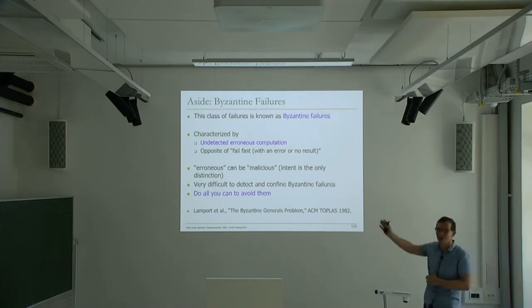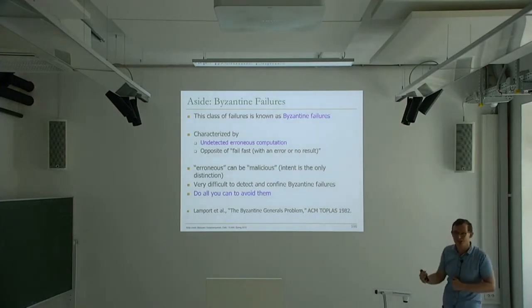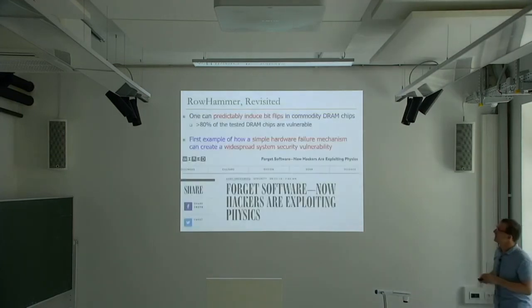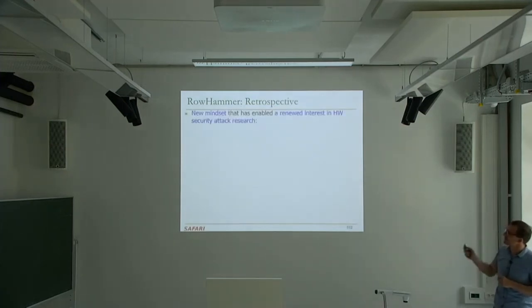You could think of the RowHammer errors as traitors, right? They're really destroying some data erroneously. Intent, you don't know. It could be an error, but an error can be used maliciously by someone. OK, so essentially, as I said, it's the first example of how a simple hardware failure mechanism can create a widespread system security vulnerability. This retrospective is partly in the paper also, but I want to go through it.